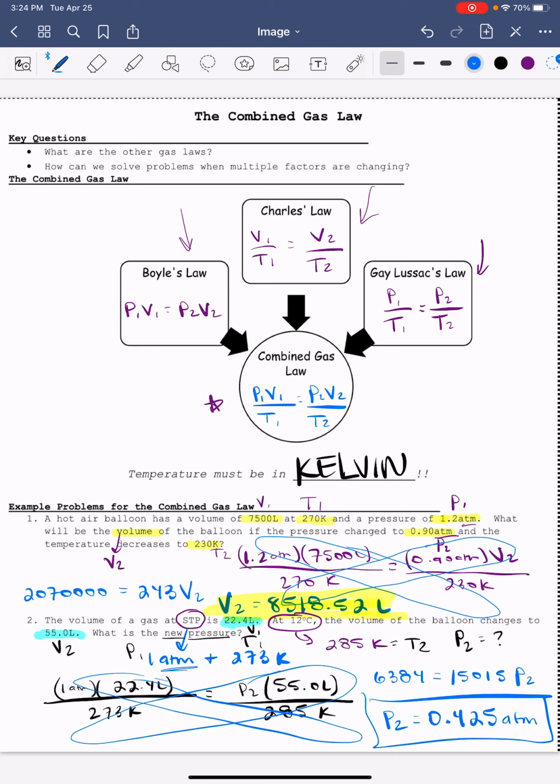So there are two different types of problems you can work. I hope you found this helpful.